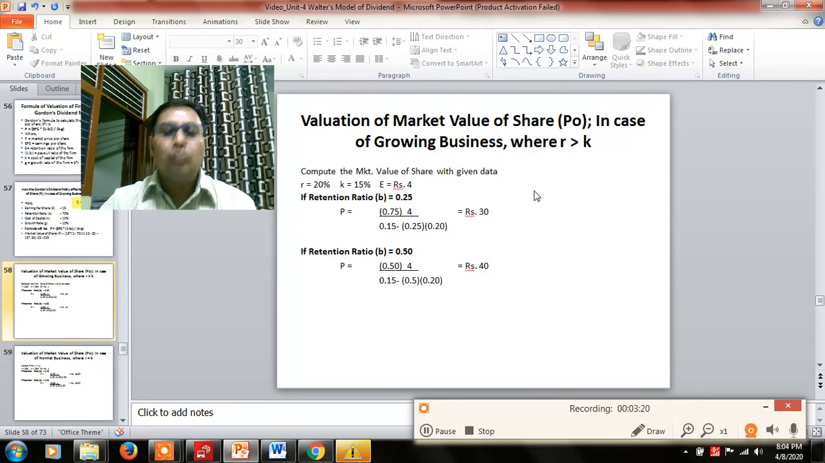Okay, so all these three stages are here. If the income is growing, I mean the internal return is greater than the cost of capital, the market value of the share will increase if the retention ratio is increased. Again, if the retention ratio is decreased, then definitely the market value of the share will decrease.